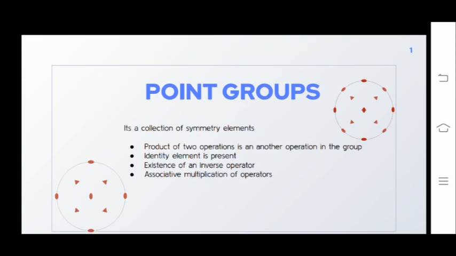Then in a general way we can say that a collection of symmetry elements is called a point group. The symmetry elements are rotation, reflection, inversion, etc. There are 32 crystallographic point groups which consist of combinations of symmetry elements.